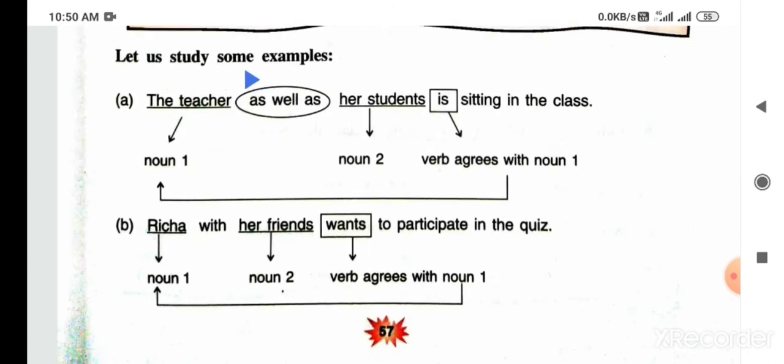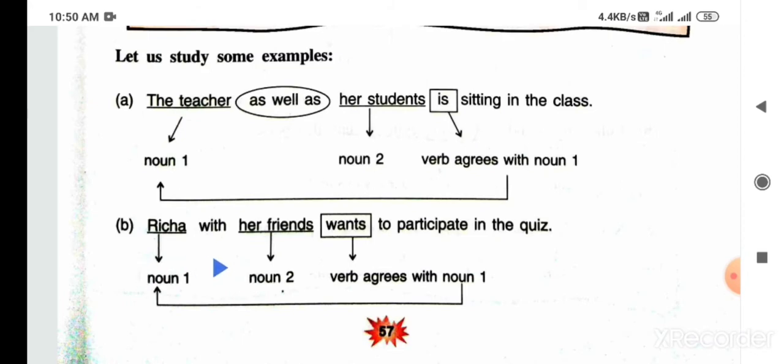Let us study some examples. The teacher as well as her students is sitting in the class. Now you see it is first noun, first subject, it is second noun, as well as has been used. तो इसके अनुसार the teacher के अनुसार ये verb लिखा जाएगा, यूज होगा. तो is sitting in the class.